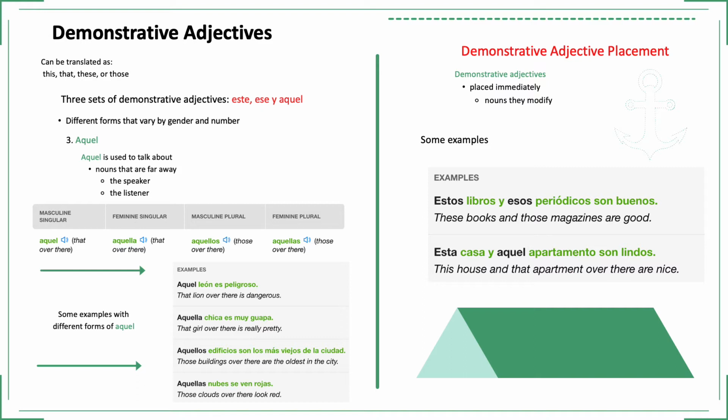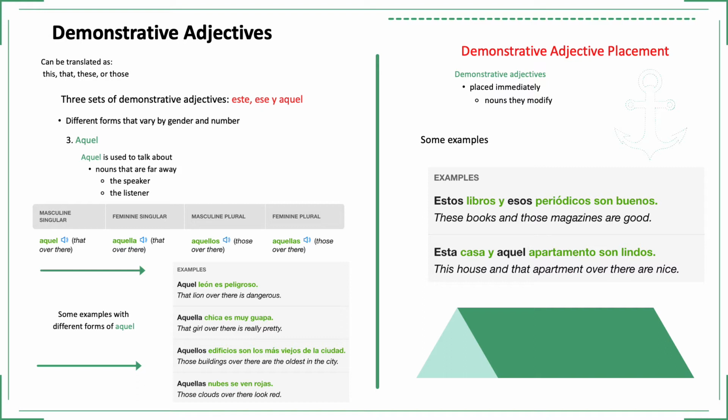Example number one, aquel león es peligroso. That lion over there is dangerous. Aquella chica es muy guapa. That girl over there is really pretty. Aquellos edificios son los más viejos de la ciudad. Those buildings over there are the oldest in the city. And last one, aquellas nubes se ven rojas. Those clouds over there look red.